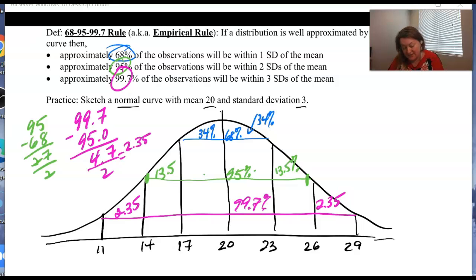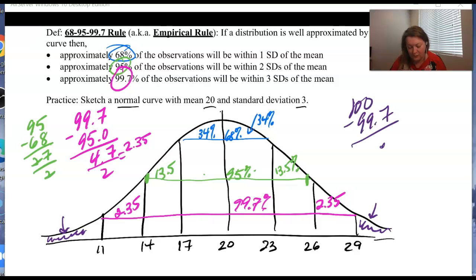Right? Now, there's still some extra ones down below there yet. We still have this little section in here, and we still have this little section down here. So how do I figure out what those two are? Well, I know if I go all the way across forever, so those go out forever, I would be looking at 100%. So 100% minus 99.7 is going to leave me 0.3. Split that in half. This is 0.15%. That is already a percent with a decimal in it.